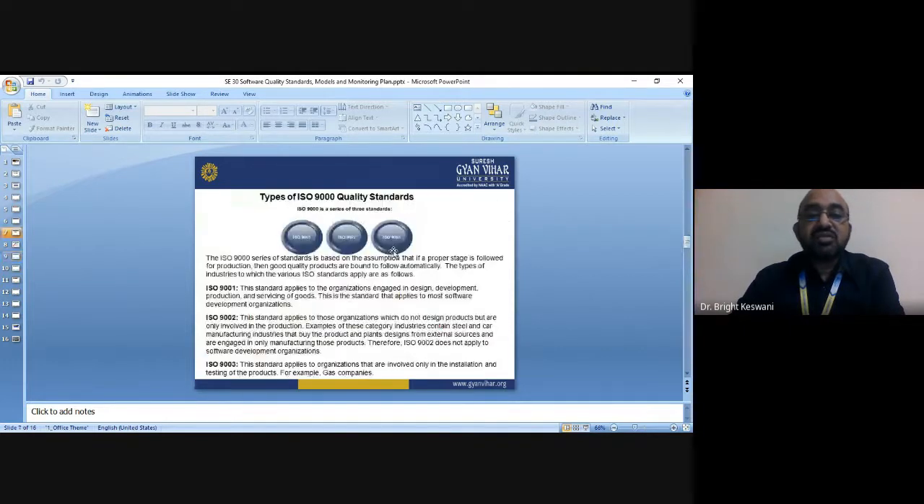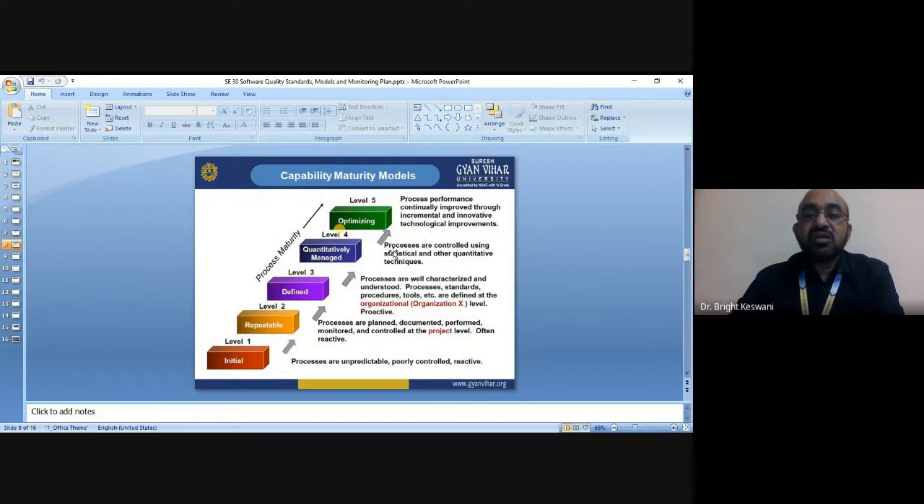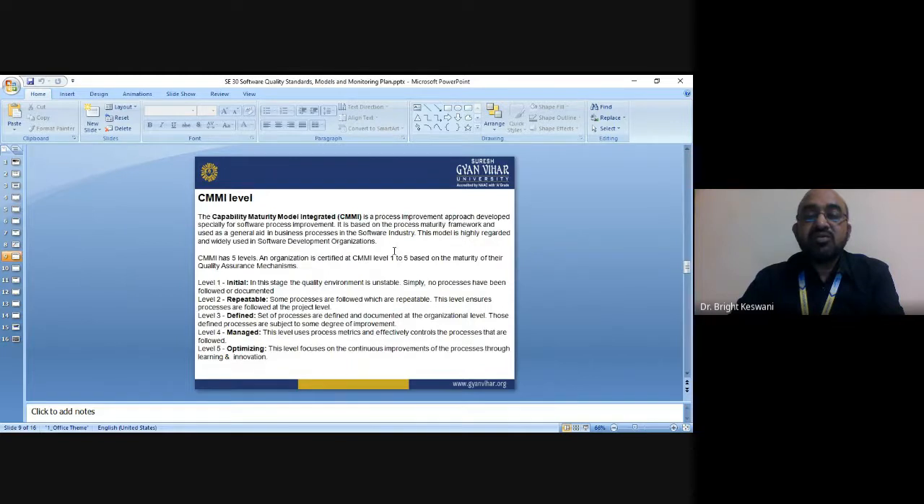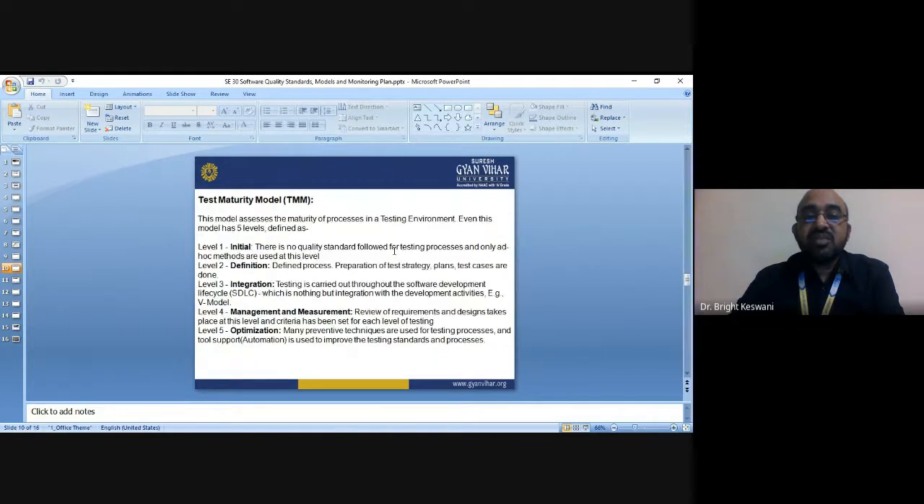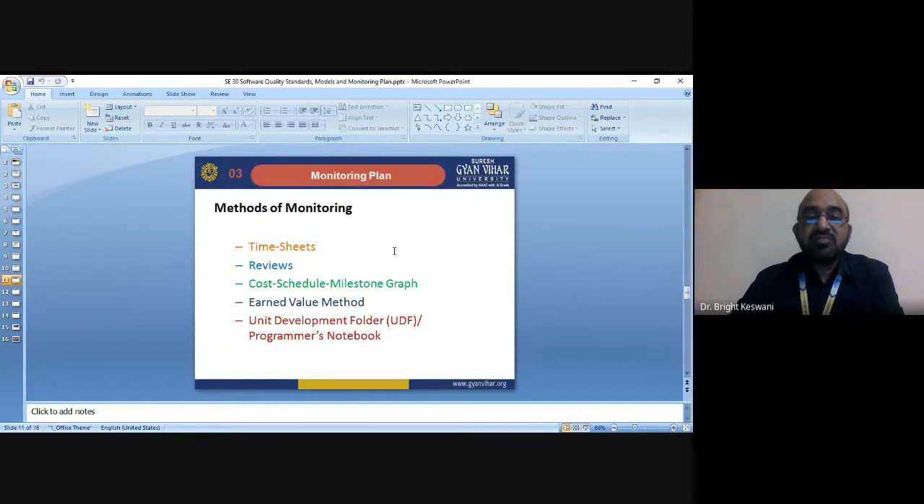So we have discussed various quality attributes and the capability maturity model. We have discussed ISO 9000, CMMI, and then the test maturity model, that is TMM. Let us start to discuss the monitoring plan, which is a very important plan, directly or indirectly related to software quality assurance.